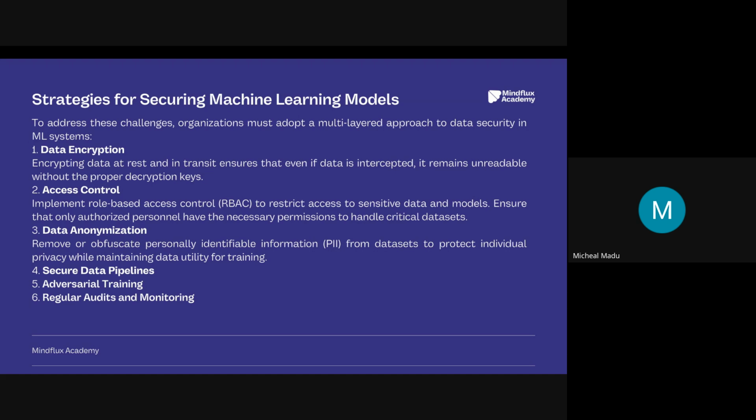Another thing we see is in the military, right? There's certain information that they share with the general platoon, certain information they share with just captains, certain information they share with just majors, and certain information that is shared with just the generals. Those are forms of access controls. The same thing can be implemented in machine learning models, just to ensure that only authorized personnel have the necessary permissions to handle critical data sets, right? Then we have data anonymization.